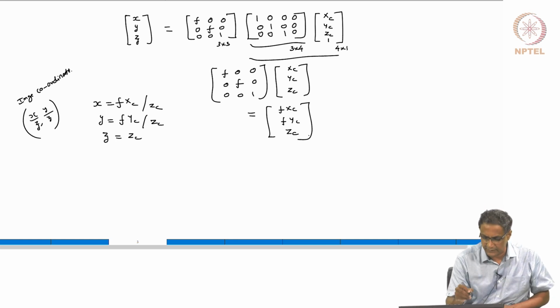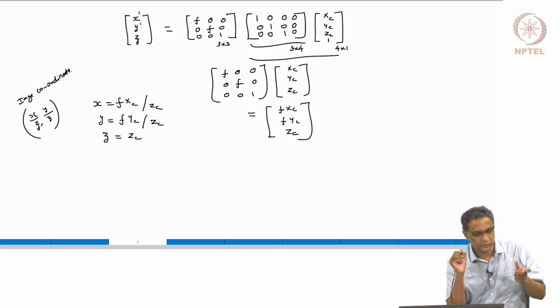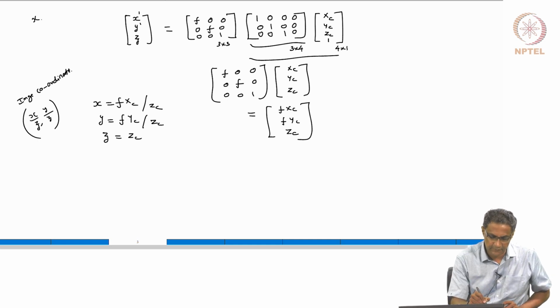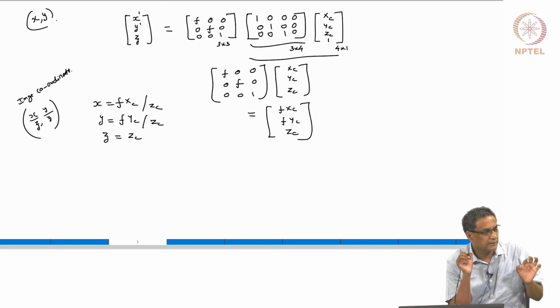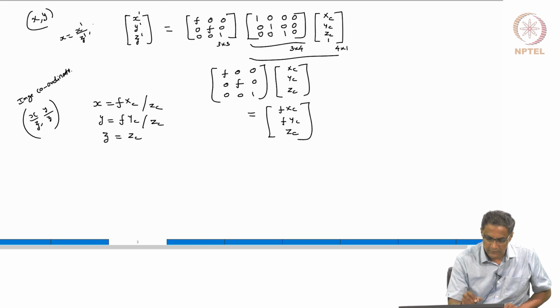That's why I said it. If you want to think about it, think of this as x dash y dash. I have my original coordinates as x comma y, which is my image coordinate. I want to transform it into this homogeneous form. The general homogeneous form is x dash, y dash, let's say z dash, where I will express my x as x dash by z dash, and my y as y dash by z dash.